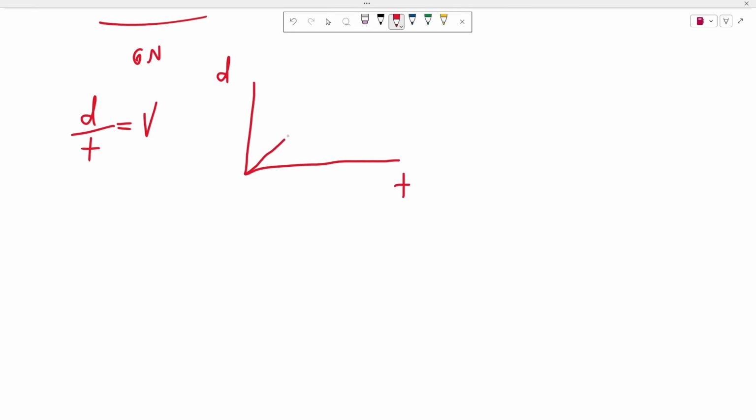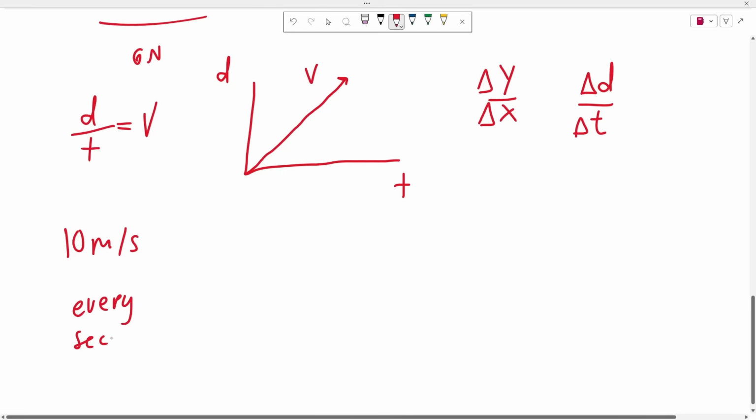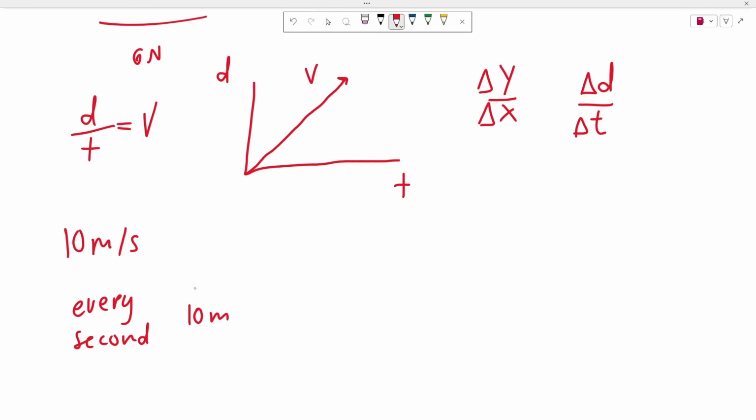The slope here is going to be your velocity, because remember that the slope is the change in y over the change in x. In this case, the change in y is a change in distance, and the change in x is a change in time. You're left with distance over time, so this slope has to be your velocity. Velocity is what we use to describe how your distance is changing. For example, if I have a velocity of 10 meters per second, that's a way of saying that every second that passes, I travel 10 meters. My distance changes by 10 meters.